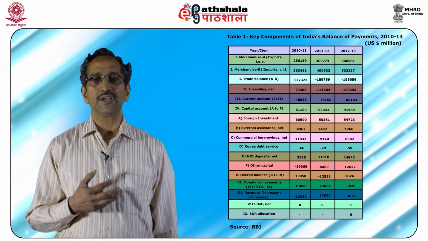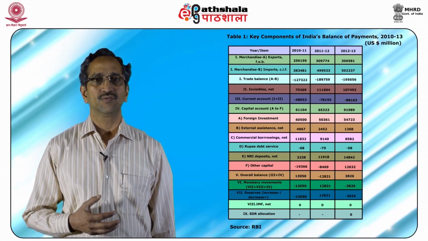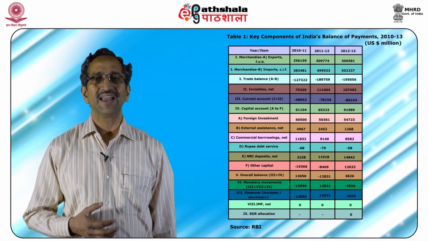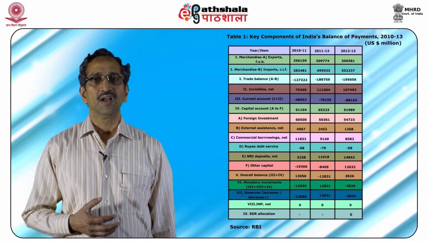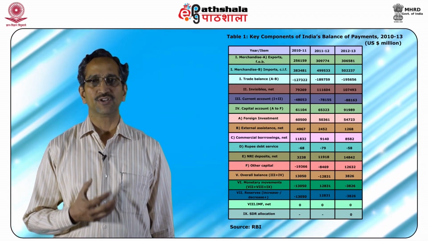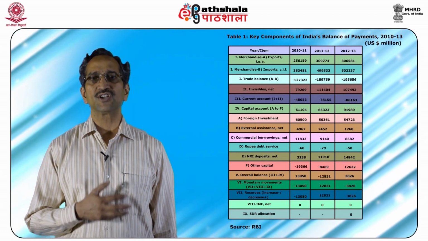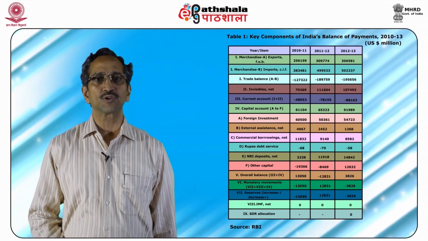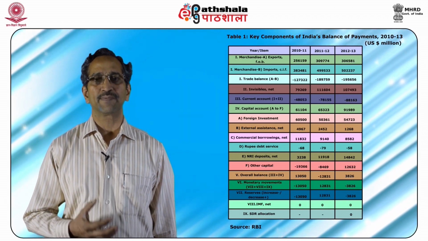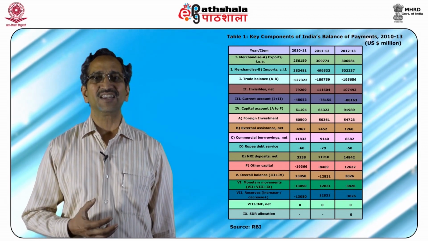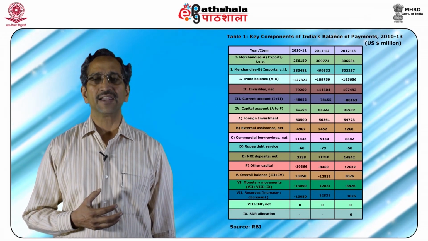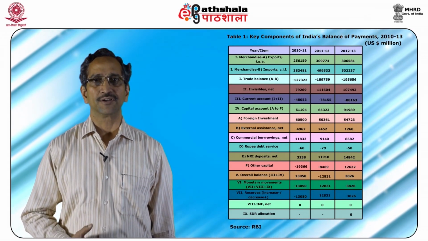The current account includes merchandise, which is exports and imports, and invisibles. The invisibles include services, incomes, and transfers. The merchandise imports are greater than exports in the 3 years presented here, indicating a negative trade balance or trade deficit.